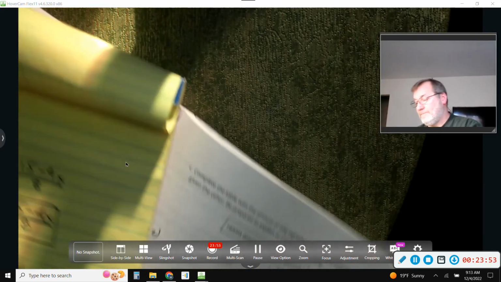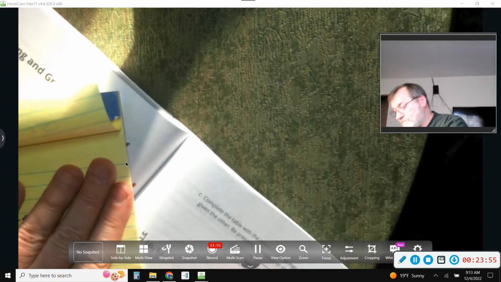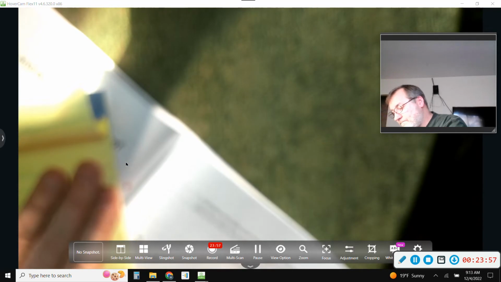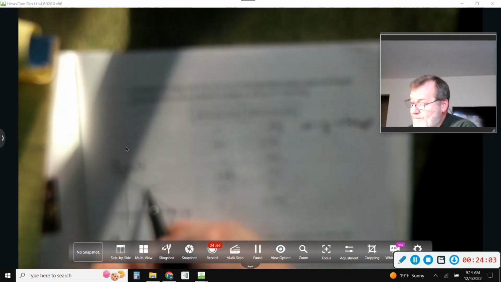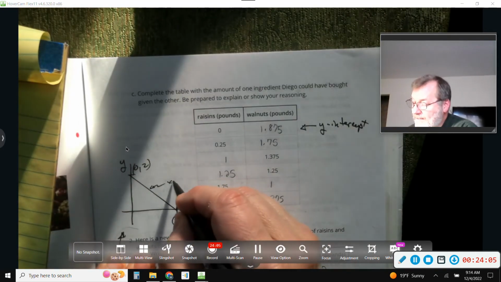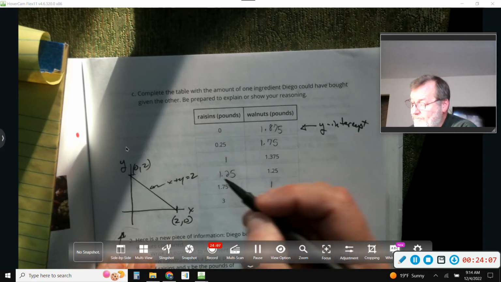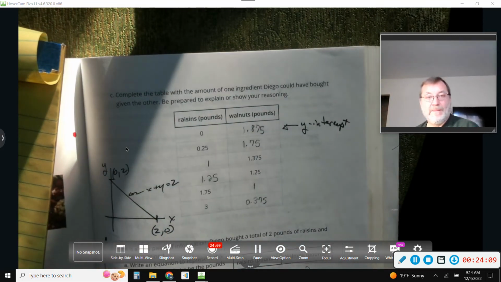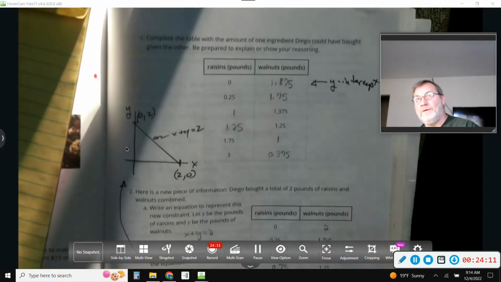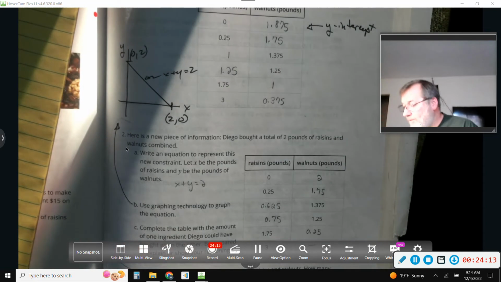And we want to graph this. There. Nice straight line. And we're going to label this as x plus y equals 2. There. Now you're all graphed and everything's all back to normal. Okay?